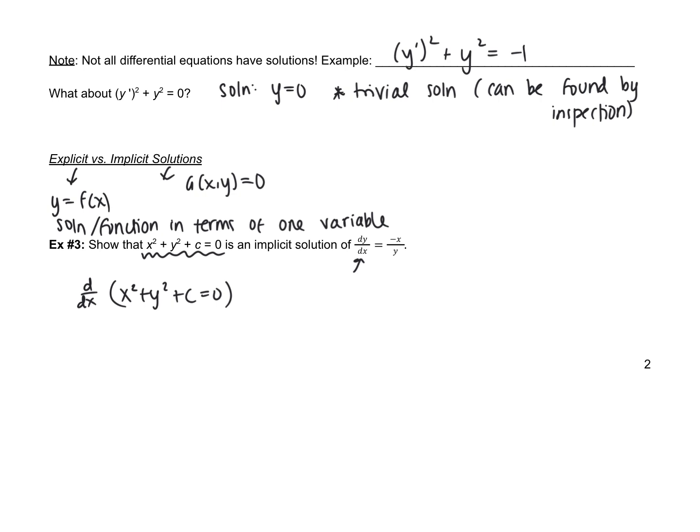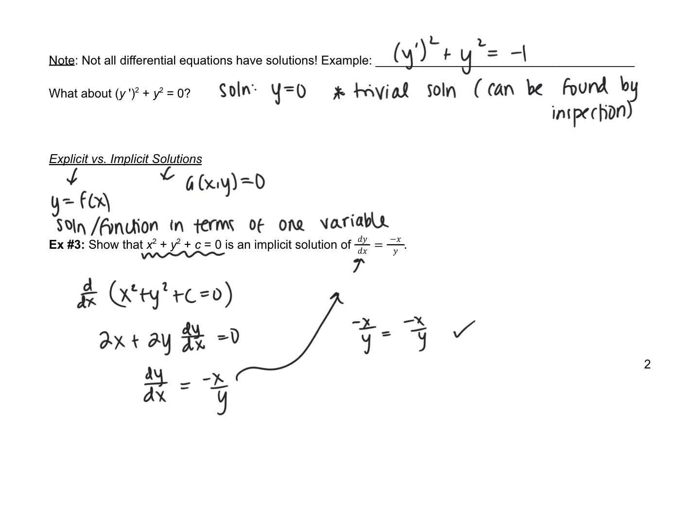When we do that, we get 2x plus 2y dy/dx is equal to 0, which gives us dy/dx is equal to negative x over y. If we substitute that into our equation, our dy/dx is negative x over y. So we get negative x over y is equal to negative x over y. Hence, yes, we have a solution.